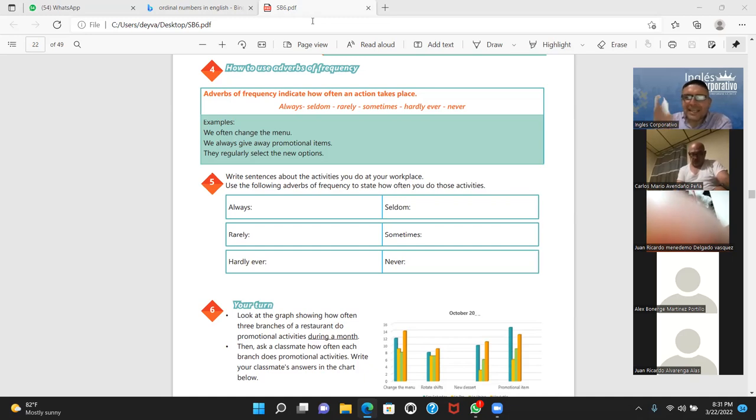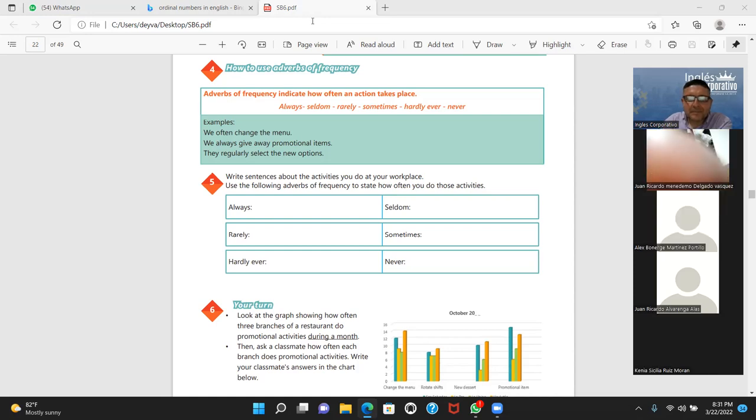Pueden ir escribiendo las que tienen listas, no tienen que hacer las seis. Si tiene dos, ponga las dos, tiene tres, ponga tres y así. Let me check.